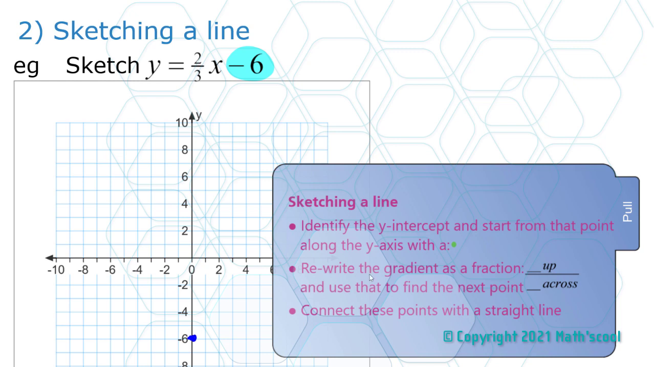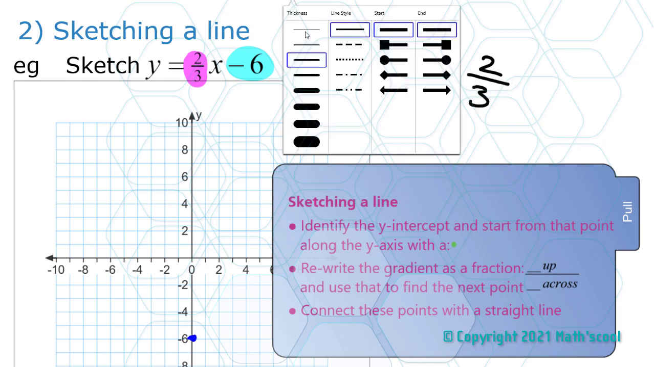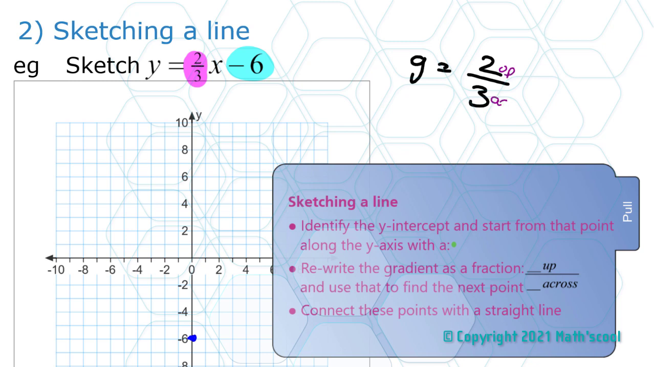So just put a blob here at minus 6. And write the gradient as a fraction. So here's my gradient, and it's 2 over 3. So write it as a fraction. So the gradient is 2 over 3. And then just put up and across. Start from the y-intercept, but now do what the gradient says. Go 2 up and then 1, 2, 3 across and then put a blob.